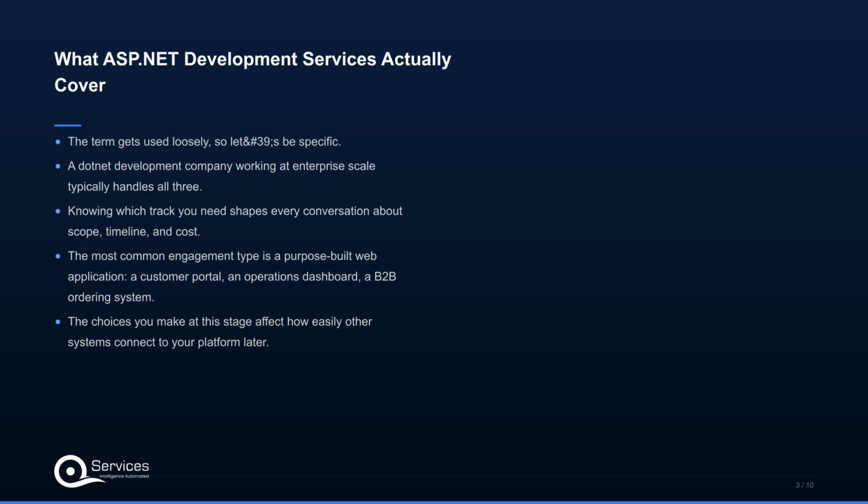to earlier versions. API development services in the .NET world almost always start with ASP.NET Core Web API as the foundation, with decisions around authentication, versioning strategy, and OpenAPI documentation. The choices you make at this stage affect how easily other systems connect to your platform later. Getting the API contract right before you have multiple consumers is considerably cheaper than changing it after.